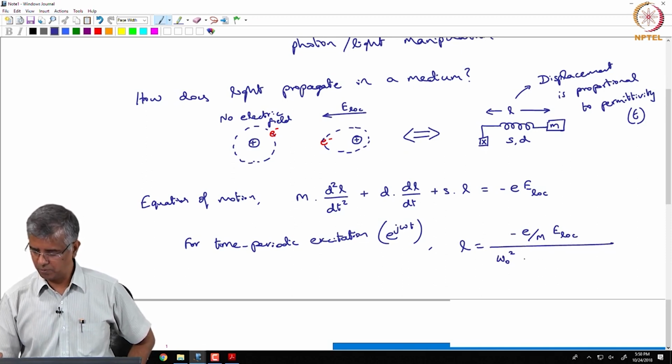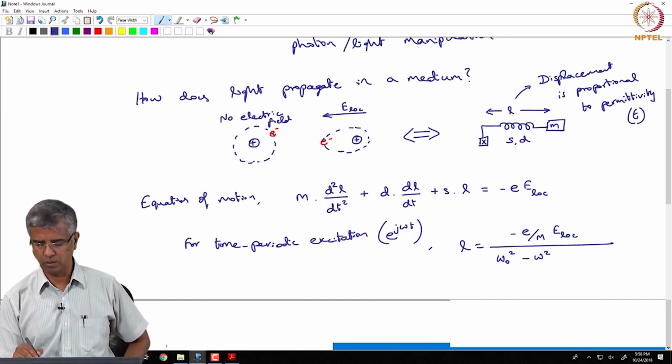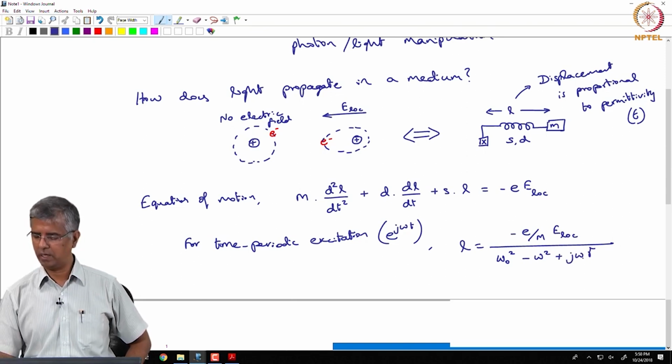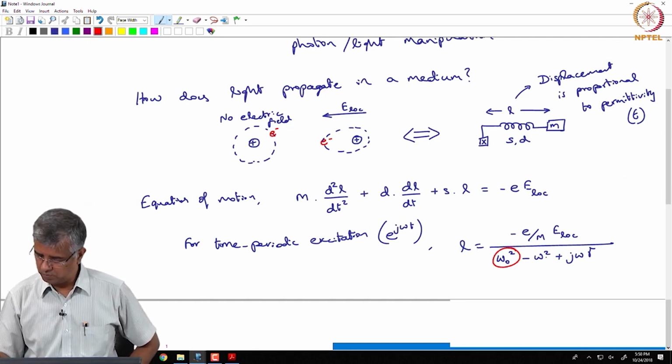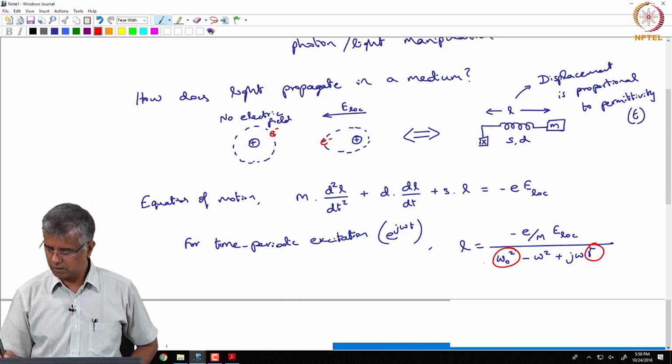I will come back and explain what this is. There is an omega square, coming from that first term, because d square over dt square we are replacing by minus omega square. So, that is what is coming here, plus j omega gamma. In this I have introduced two new terms. So, what are those? This actually corresponds to a resonance frequency.